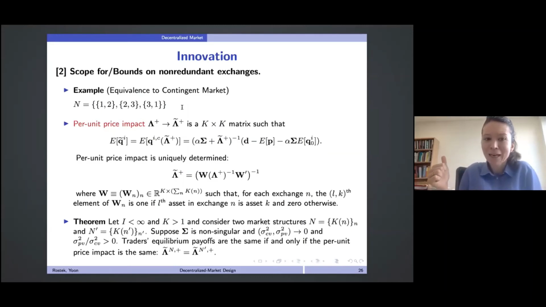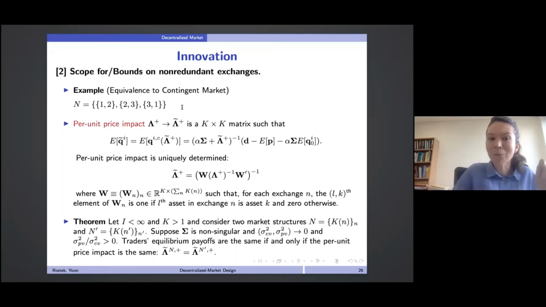First, we can now compare the payoffs across arbitrary market structures through a single exchange counterfactual. And second, we can identify non-redundant innovations with a change in the price impact per unit matrix, intuitively with a change in the relative price impact across assets. Okay, so you might recall that in a competitive model, innovations are non-redundant if they change relative prices. Here we have an imperfectly competitive counterpart. Innovations are non-redundant if they change relative price impacts.